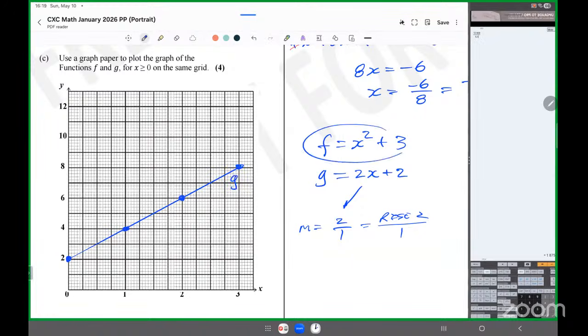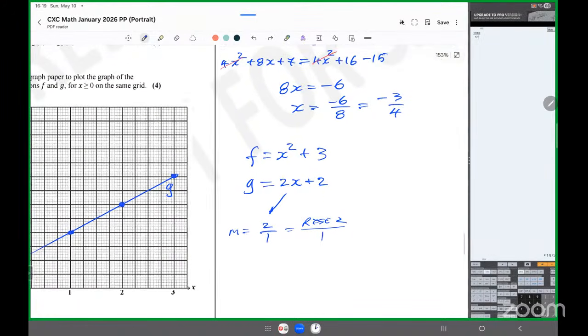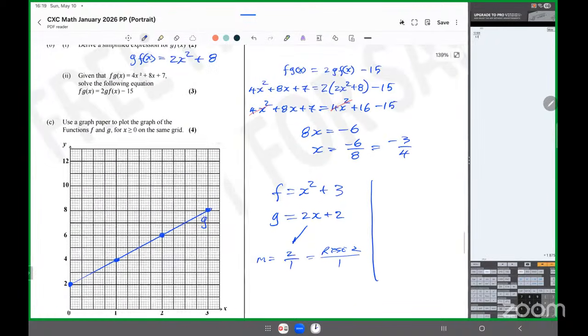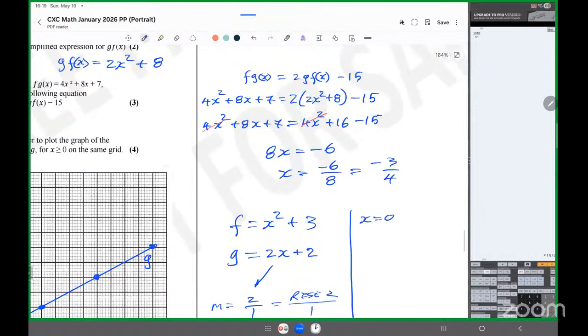Let's do the curve now, the f. For the f, I'm just going to plot a couple of points. So x equals 0, f equals 3, or the y value is 3. We're doing the f over here. So if x equals 0, the y equals 3.